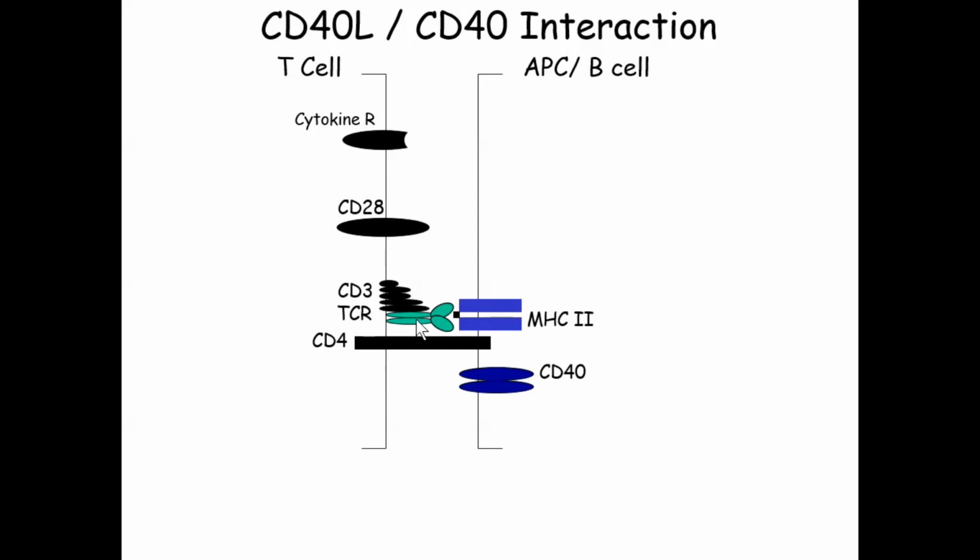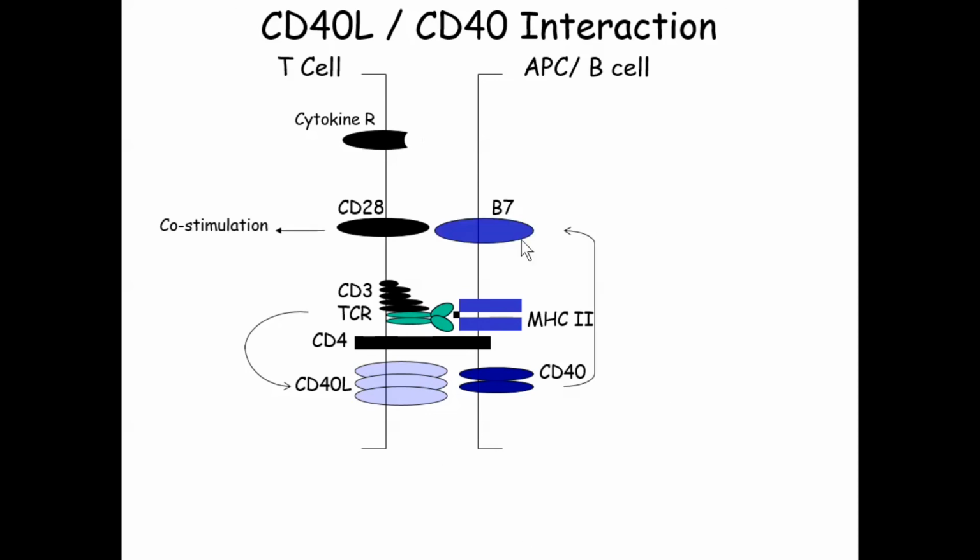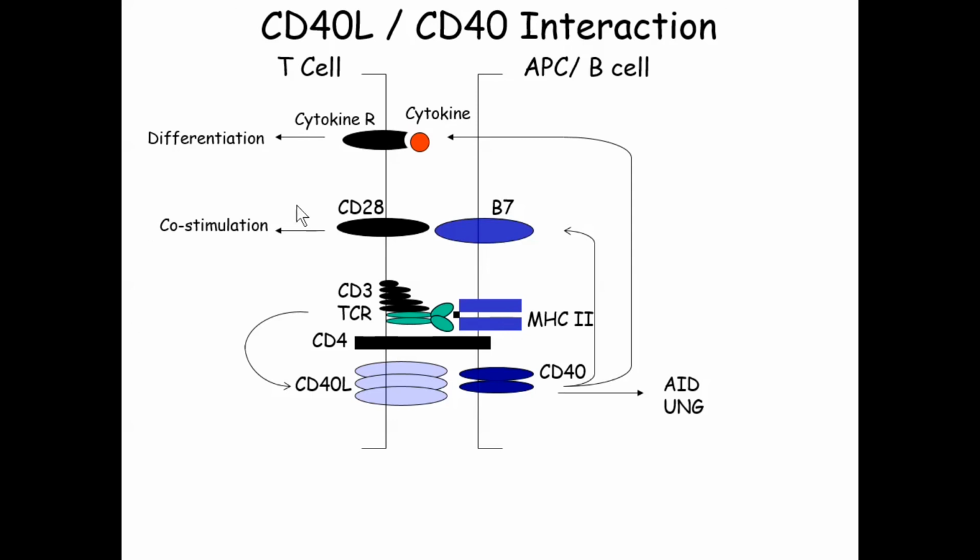This activates the T cell, and the T cell will express CD40 ligand on the surface. CD40 ligand then binds CD40 on the, I'm going to call this now an antigen-presenting cell, or the B cell, if you like. And that does a few things. One, it upregulates co-stimulatory molecules that give a co-stimulatory signal to T cells. It's an important signal for the T cell to get. Cytokines also help in T cell differentiation.